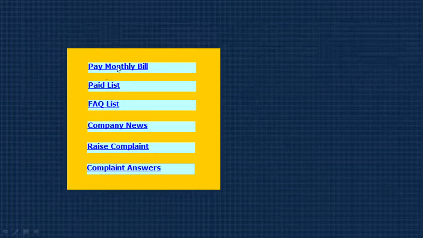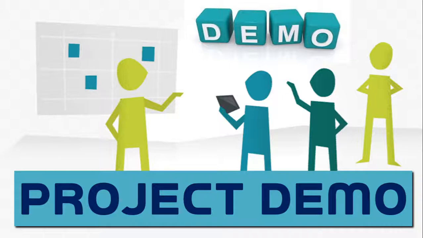As for the customer, the customer can pay the monthly bill and then see the paid list, FAQ list, company news, and raise complaints. Raising complaints is important. If they have issues, they can raise a complaint, and the complaint answer is shown based on your complaint. So whatever the answer is, you can see it over here. These are the options provided in the three modules. I'll show the demo, then you'll get a much better idea of how the whole project works, and based on that, probably you can decide in which language you wish to do the project.